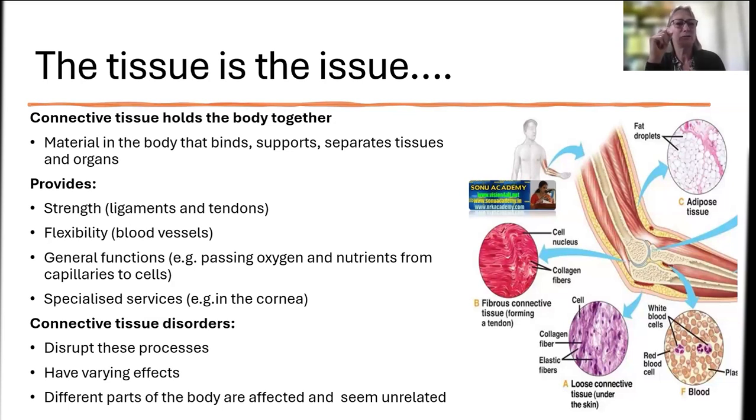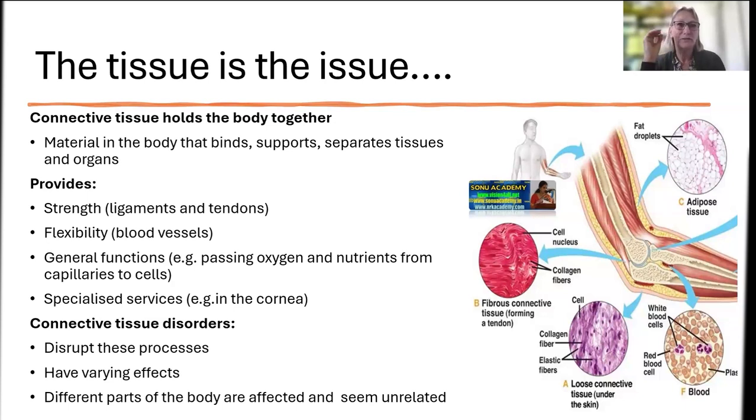So connective tissue provides strength in our ligaments and tendons. It creates flexibility in our blood vessels. It's present in a lot of the body functions. So for example, when oxygen and nutrients pass from capillaries to cells, connective tissue is involved in that process. And various parts of the body are specialised, are full of connective tissue, for example, the cornea in the eye.